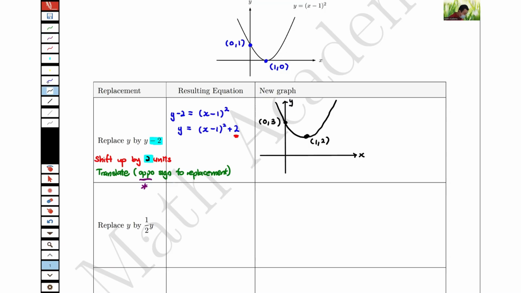Second one, let's replace it to half y. So from the initial equation, we write it as half y is x minus 1 squared. So again, let's make y the subject, and we try to observe the equation. What should happen if it's a times 2 in front? That means all your y values, you're going to multiply by 2. So let's write that observation on the left again. We are going to multiply 2 to all your y values.